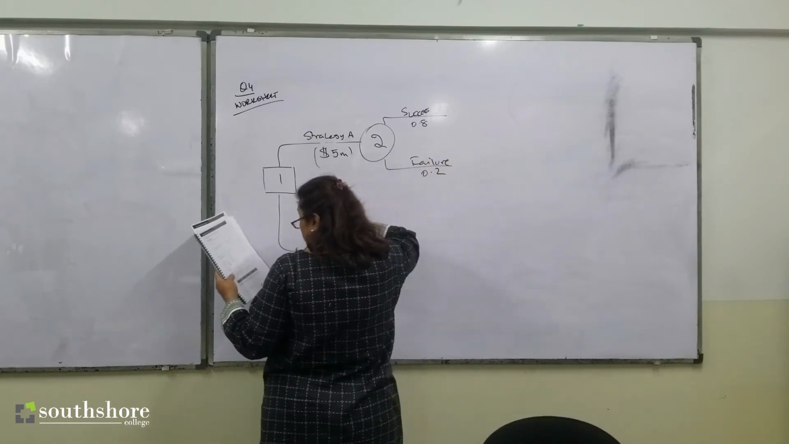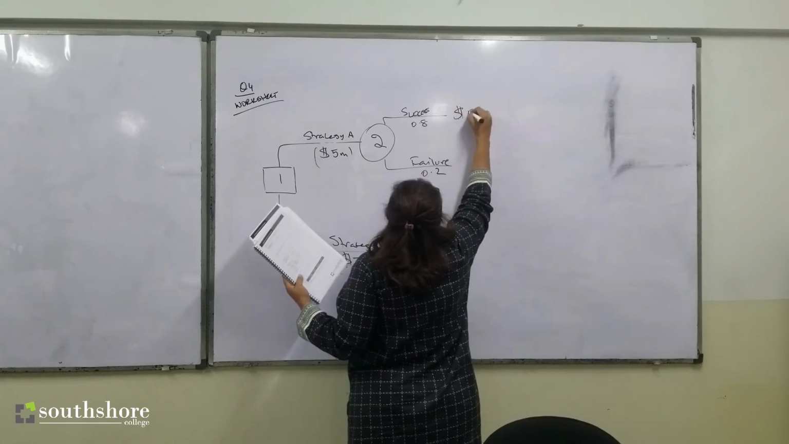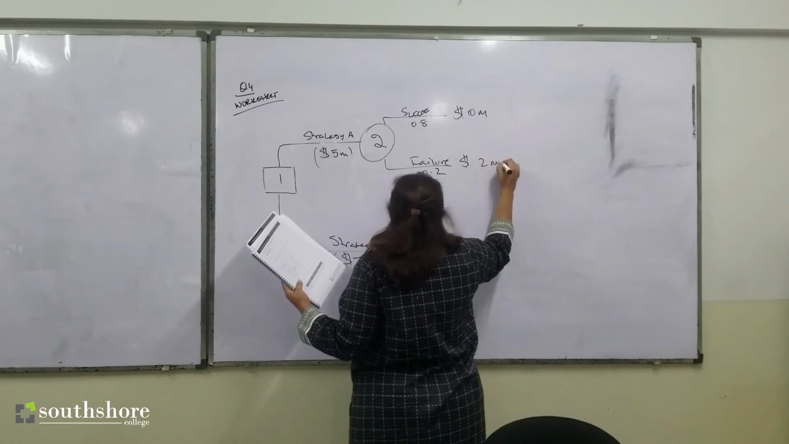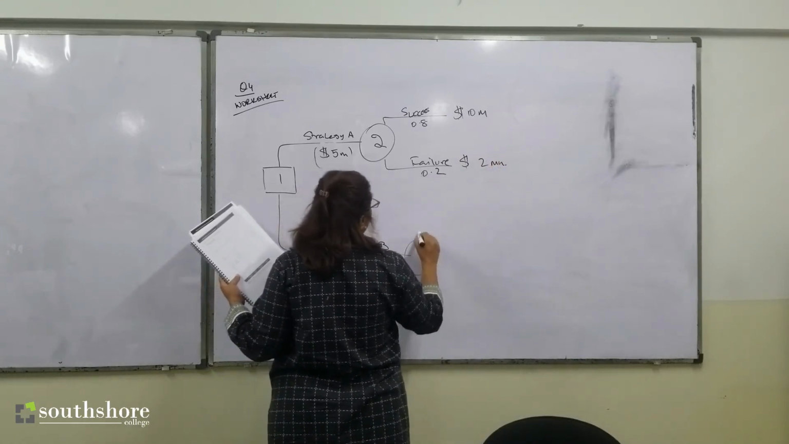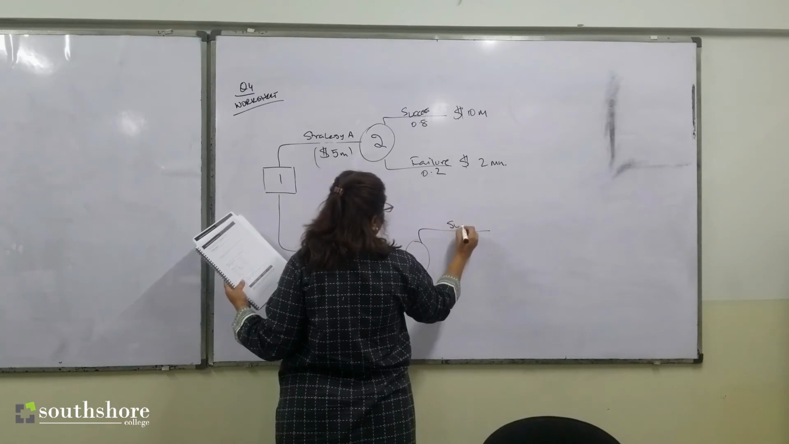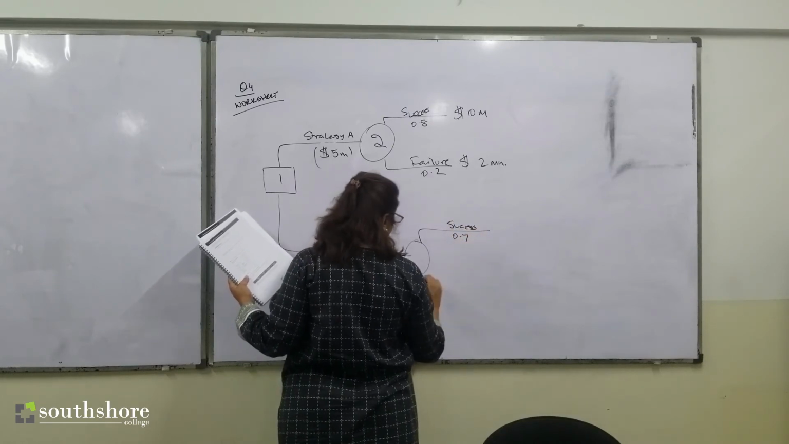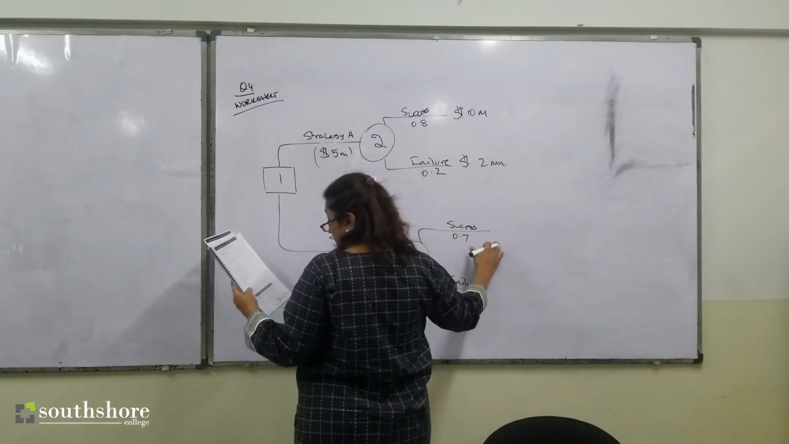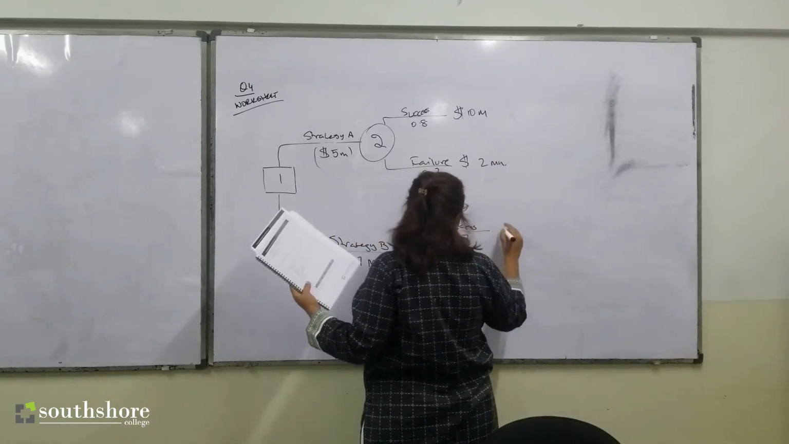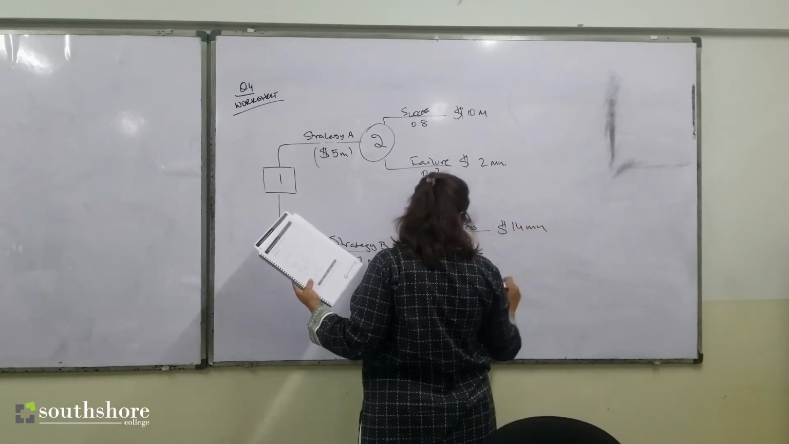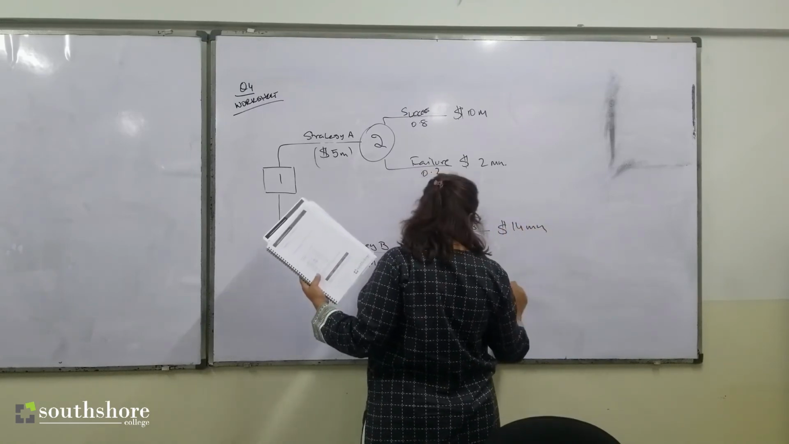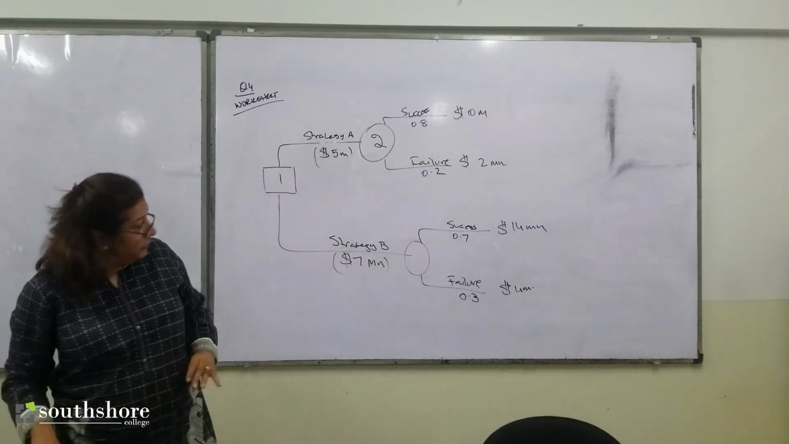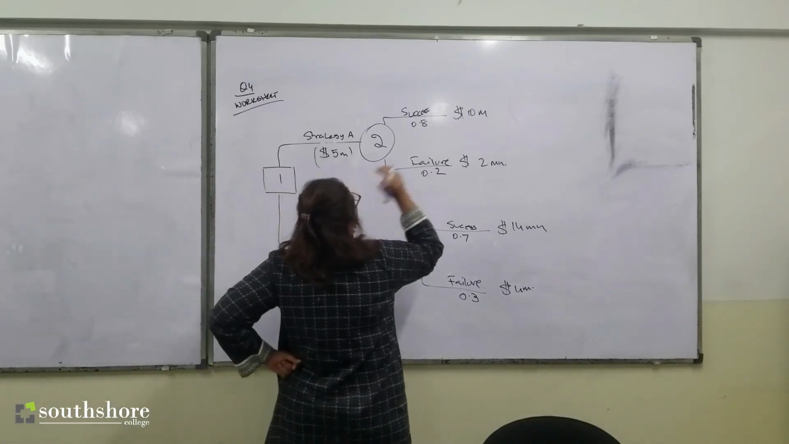If it's successful, he will earn 10 million. If he fails, he will earn 2 million. Strategy B, which was to enter the new market, the chances of success are 0.7, the chances of failure are 0.3. If he is successful, he will earn 14 million. If he fails, he will earn 4 million. What is he going to do? We want to calculate for him.